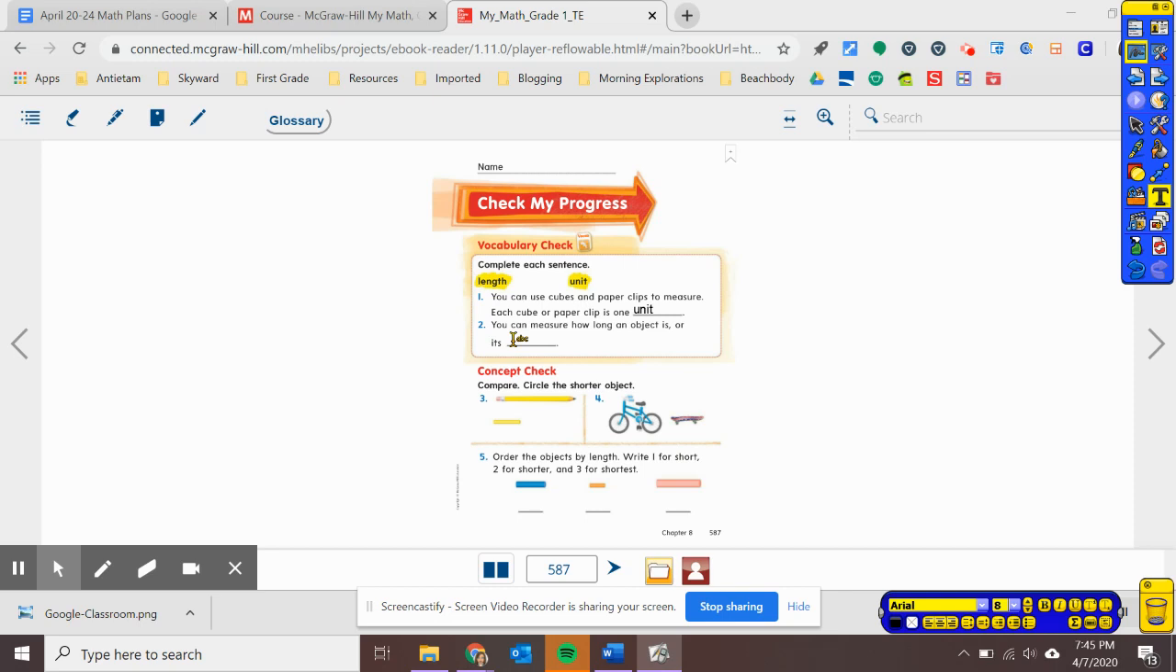And that would mean that number two, you can measure how long an object is, or its blank, would be length. So go ahead and write that in.